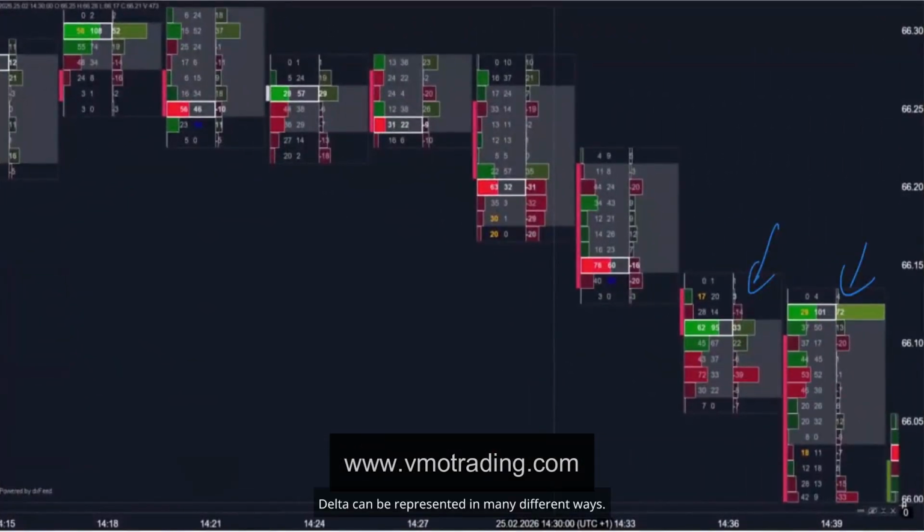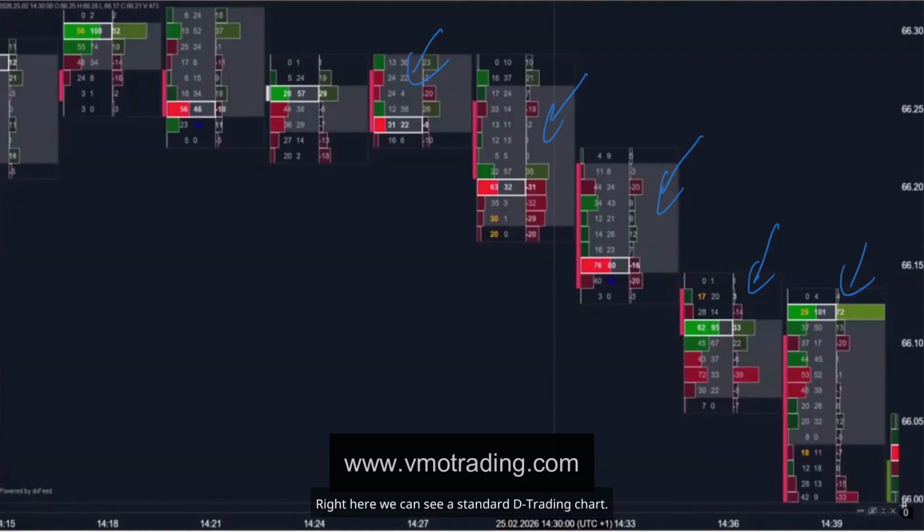Delta can be represented in many different ways. One effective way to do this is to visualize and display the specific delta profile data as an integrated additional footprint layer directly inside each individual candlestick. This specific process allows you to capture and measure the segmental concentrations of delta in the sample.